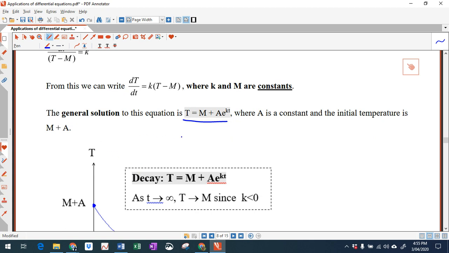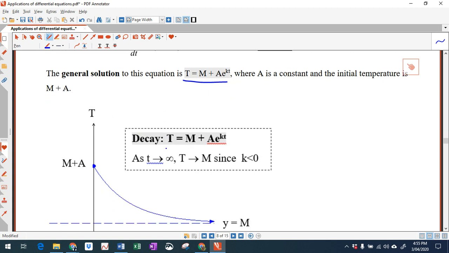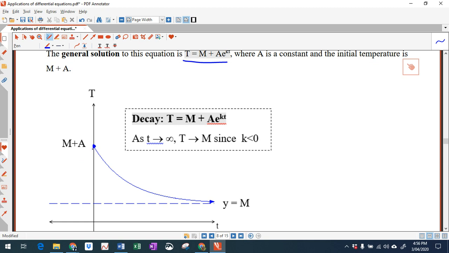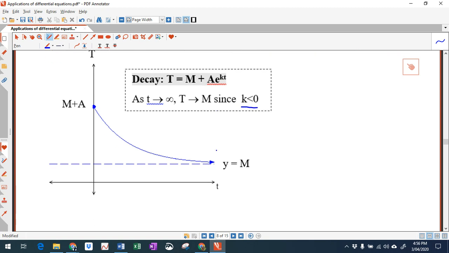Now, what does the graph of this look like? Let's have a look. The initial quantity is M + A, and you can see here that as t approaches infinity, you'll be approaching M. So you've got an asymptote at y = M there. And this is exponential decay, so you've got k less than 0.